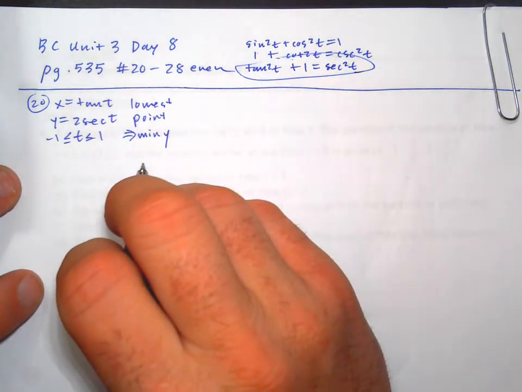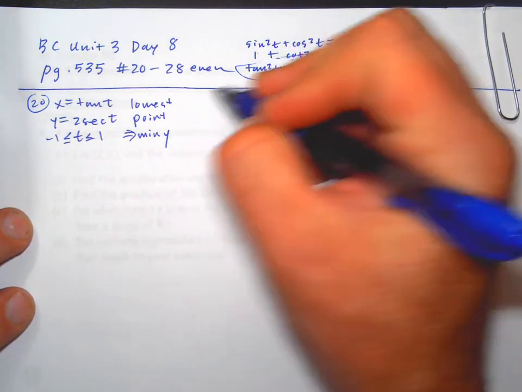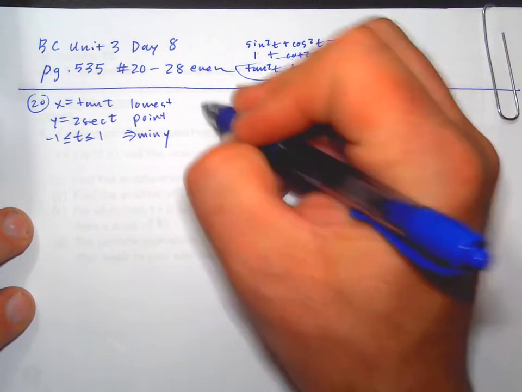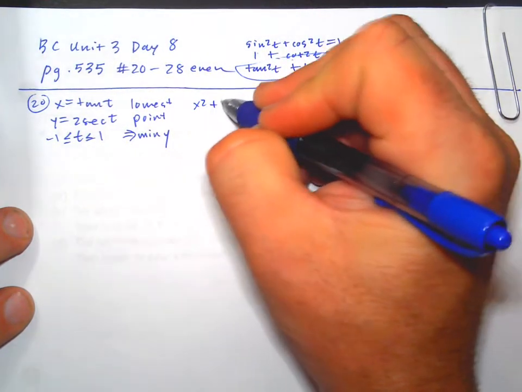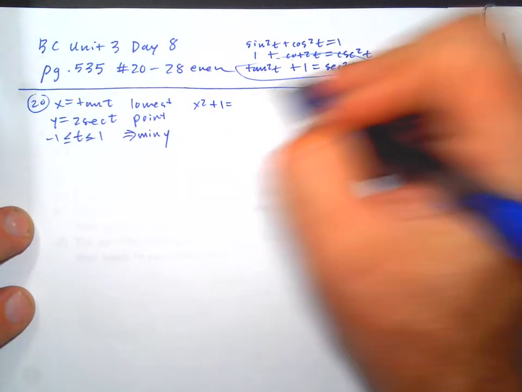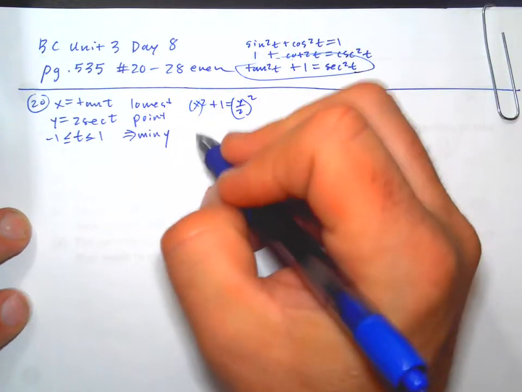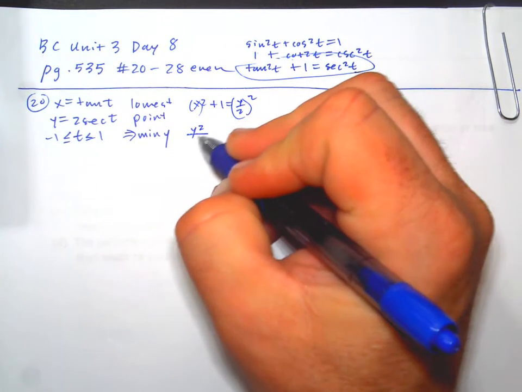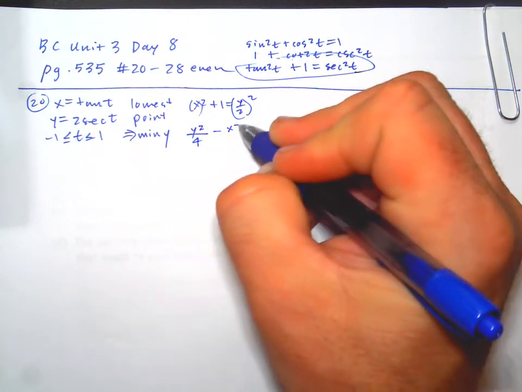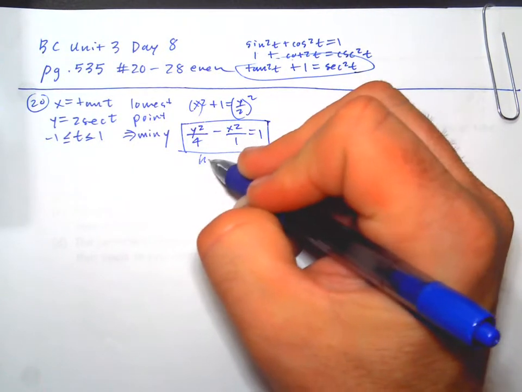So I'm going to try and write that equation. Tangent is just x, so it's going to be x squared. And secant is y over 2, squared. We want the 1 to be positive, so we can flip both sides. y squared over 4 minus x squared over 1 equals 1. That's your Cartesian equation. That is a hyperbola.